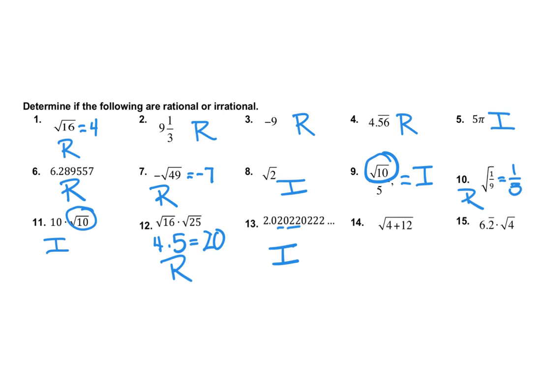Now for number 14, we do have to add the numbers inside the radical sign first before we can take the square root. So 4 plus 12 is 16, and we know that the square root of 16 is 4, and that is going to be rational. And number 15, we've got 6.2 repeating, which is rational, and the square root of 4, which is also rational, so the whole thing is rational. So in this lesson, we took a look at how to determine if something is rational or irrational.